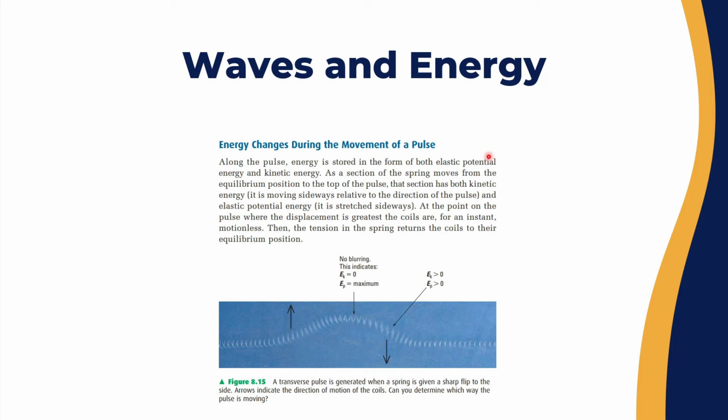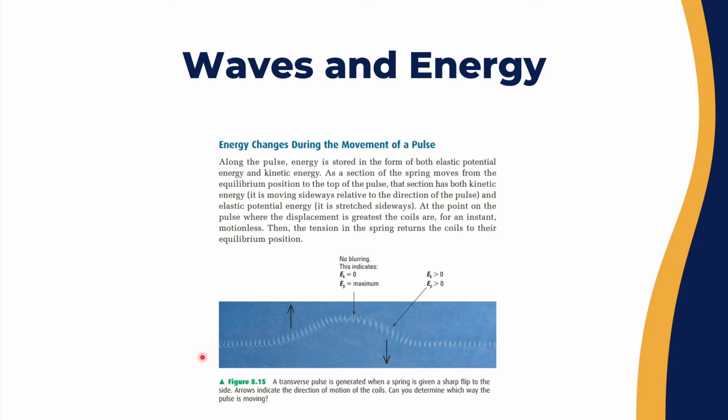Now, what's the relation between waves and energy along the pulse? When you create a pulse on the spring or the chain, the energy is stored in the form of elastic potential energy and kinetic energy. Both of these will transfer from one form to another. So as a section of the spring moves from the equilibrium position to the top of the pulse, the section has kinetic energy as it moves sideways relative to the direction of the pulse, and elastic potential energy as it's stretched sideways. So at the point on the pulse where the displacement is greatest, the coils are, for instance, motionless. Then the tension in the spring returns the coils to their equilibrium position.